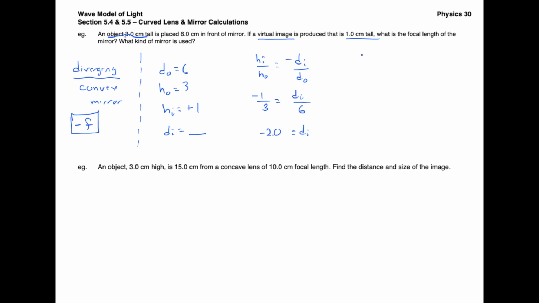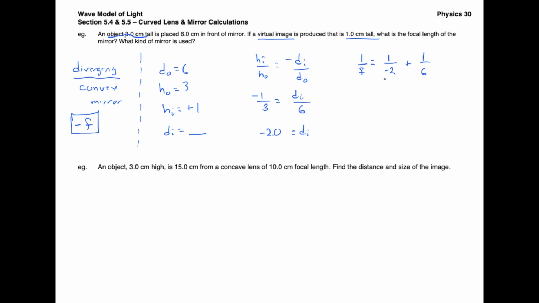And virtual images always have that negative DI value. So then I can go to my focal length, which is ultimately what I'm looking for here. So I get 1 over F equals 1 over DI, which is going to be 1 over negative 2. Okay, watch out, putting that negative sign in. And then plus the 1 over DO, which is then going to be my 6. So here I'm going to have actually subtraction.